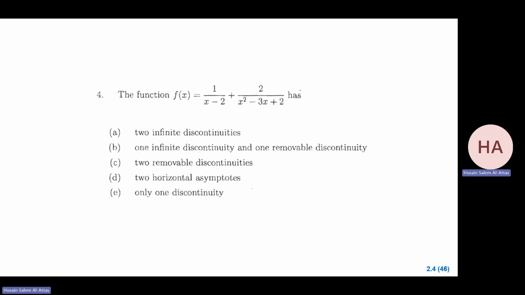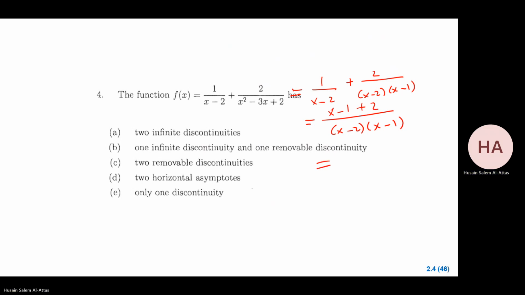Sometimes you need to simplify the function. This is what? 1 over (x − 2) plus 2 over (x − 2)(x − 1). That will be (x − 2) times (x − 1). I have what? x − 1 plus 2. Correct? So I have (x + 1) over (x − 2) times (x − 1).